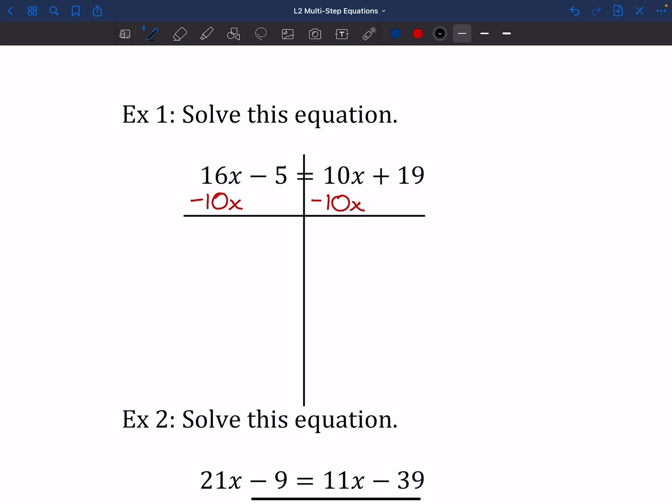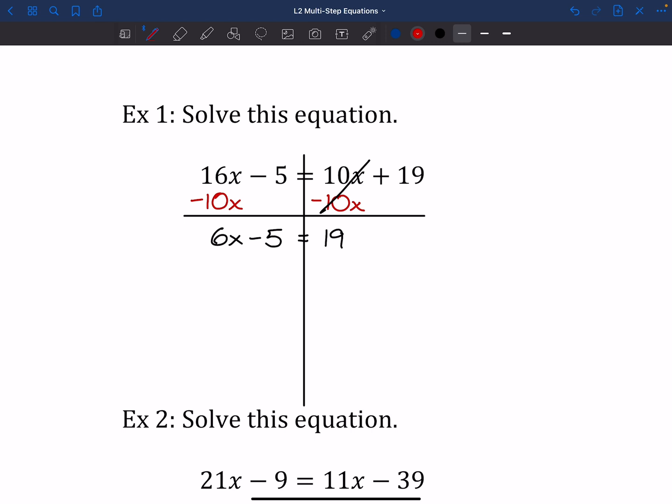So if we move down to a new line, those 10x's have canceled each other out, right? Over on the left-hand side, 16x minus 10x leaves us with 6x. And then the -5 and the positive 19 come down as well, right? So now all my x's are over on the left. I need to move my other numbers, like the constants without the variables, over to the right-hand side.